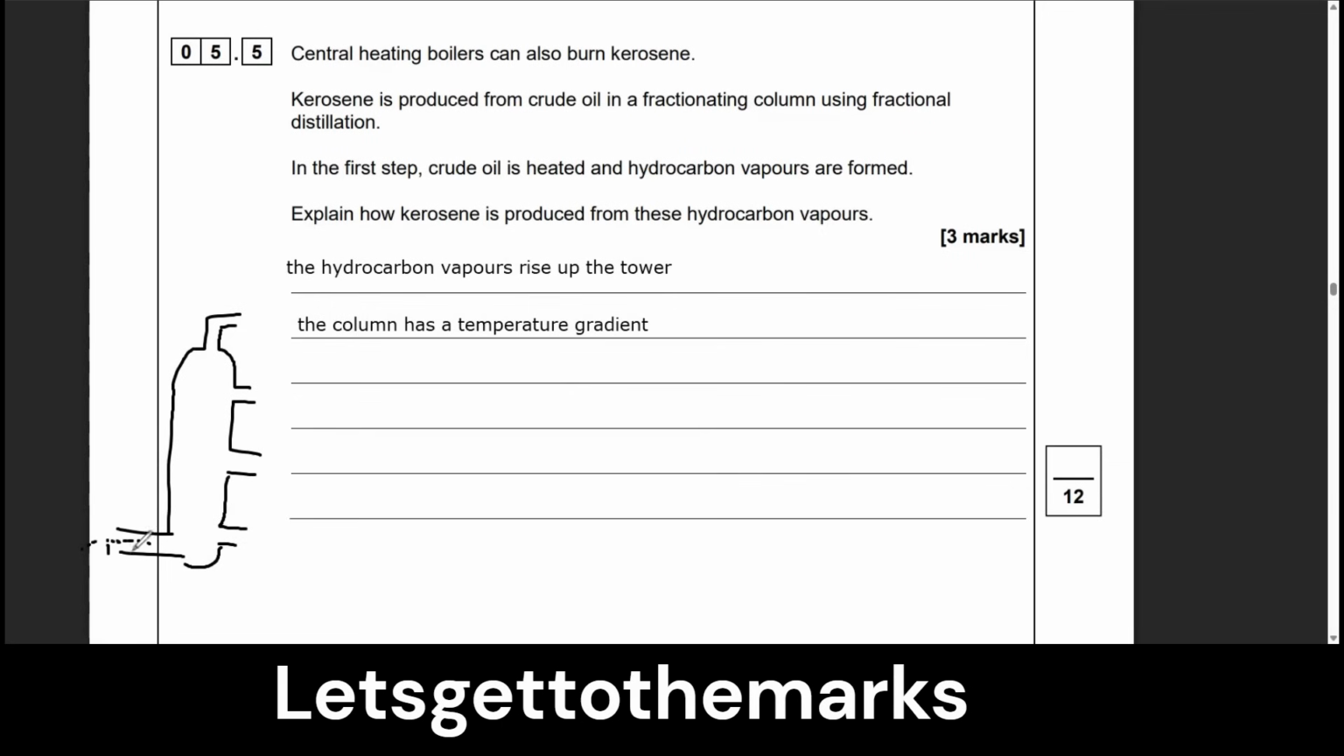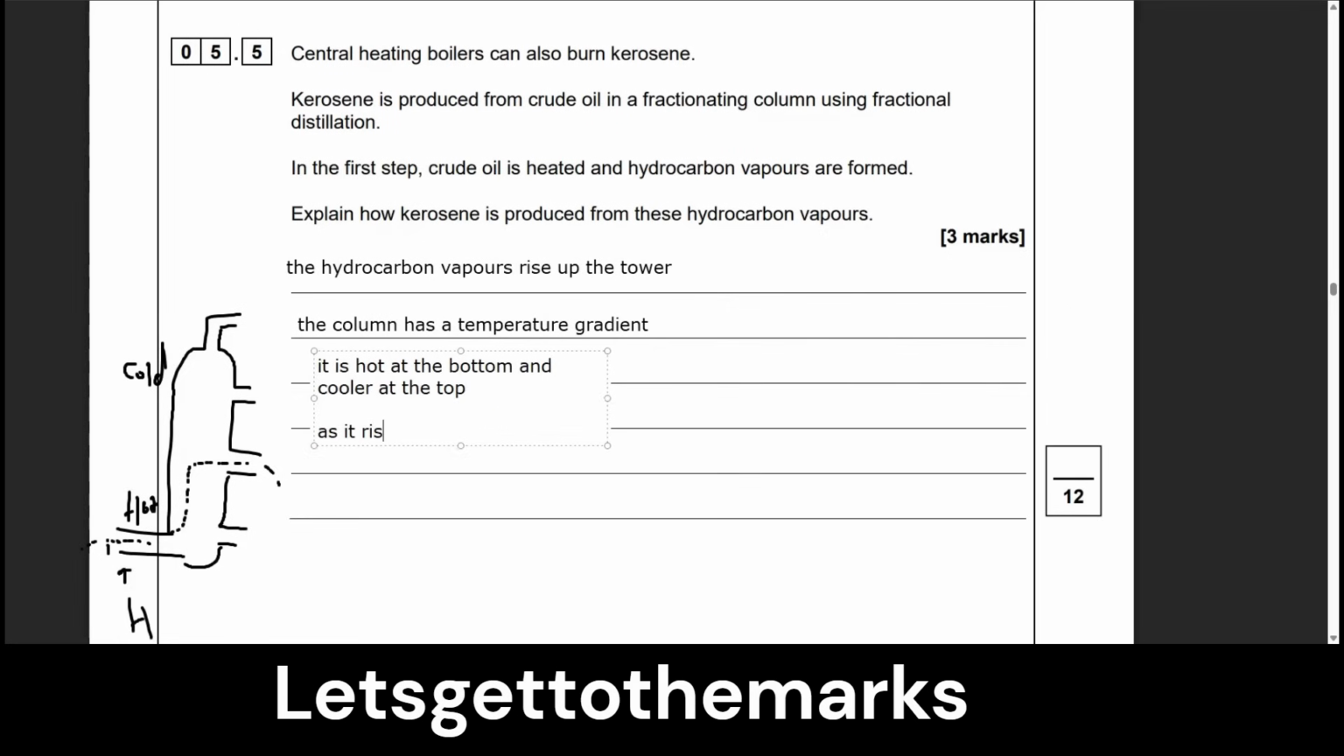They've already told us it's vaporized, it's heated here. Okay, that's where it gets heated. It turns to a vapor, it rises up the tower. Once it reaches the boiling point of kerosene, it's going to condense and you're going to be able to tap it off. Okay. And it's based on the fact that all the different fractions have different boiling points. We have to understand as well that the tower is hot at the bottom and cold at the top. So it's been vaporized. It rises up the tower from hot to cold. And we're saying that the hydrocarbon vapors rise up the tower. The column has a temperature gradient. And I'm just going to say it is hot at the bottom and cooler at the top.